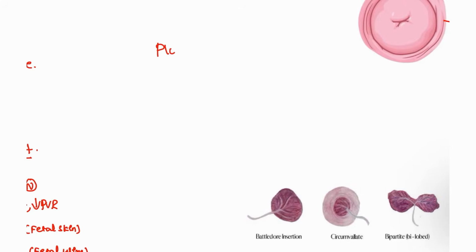Next, we will be discussing the placenta. Usually the placenta is around 500 grams. It is important for the oxygen and carbon dioxide exchange from the mother to the fetus.